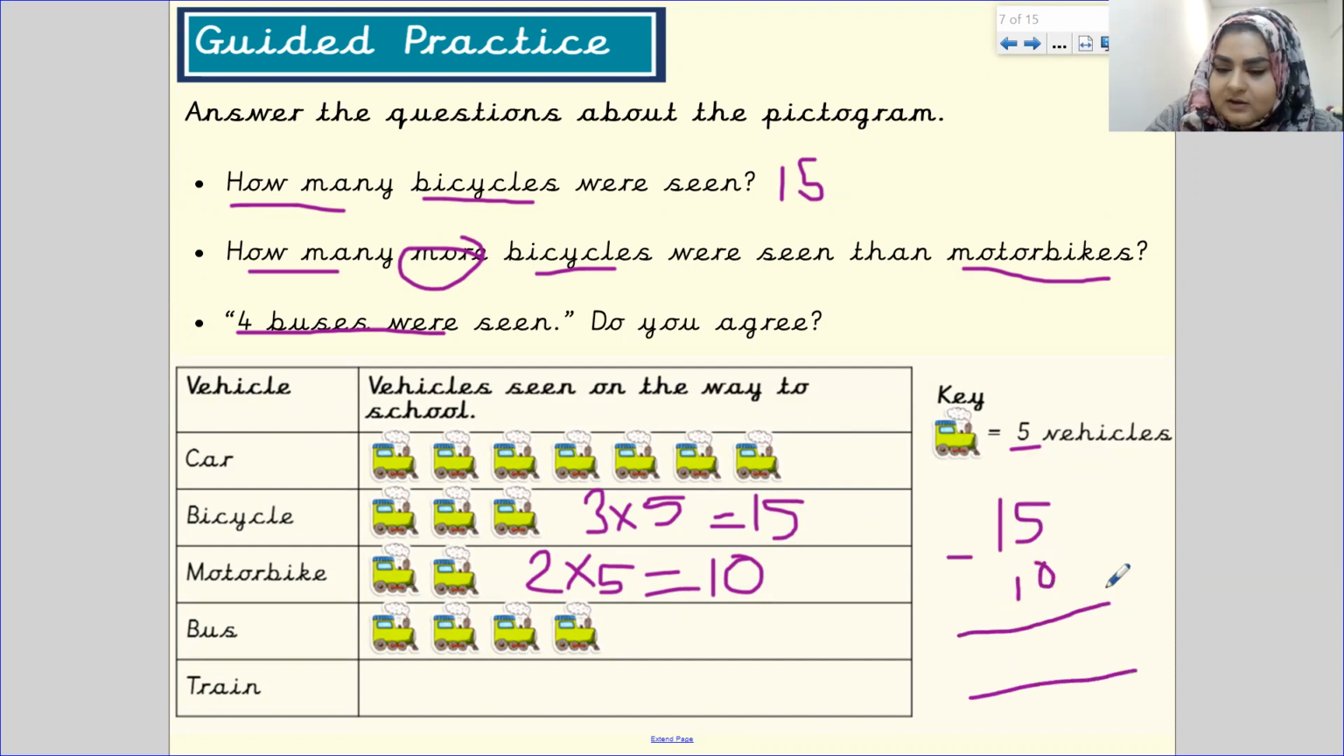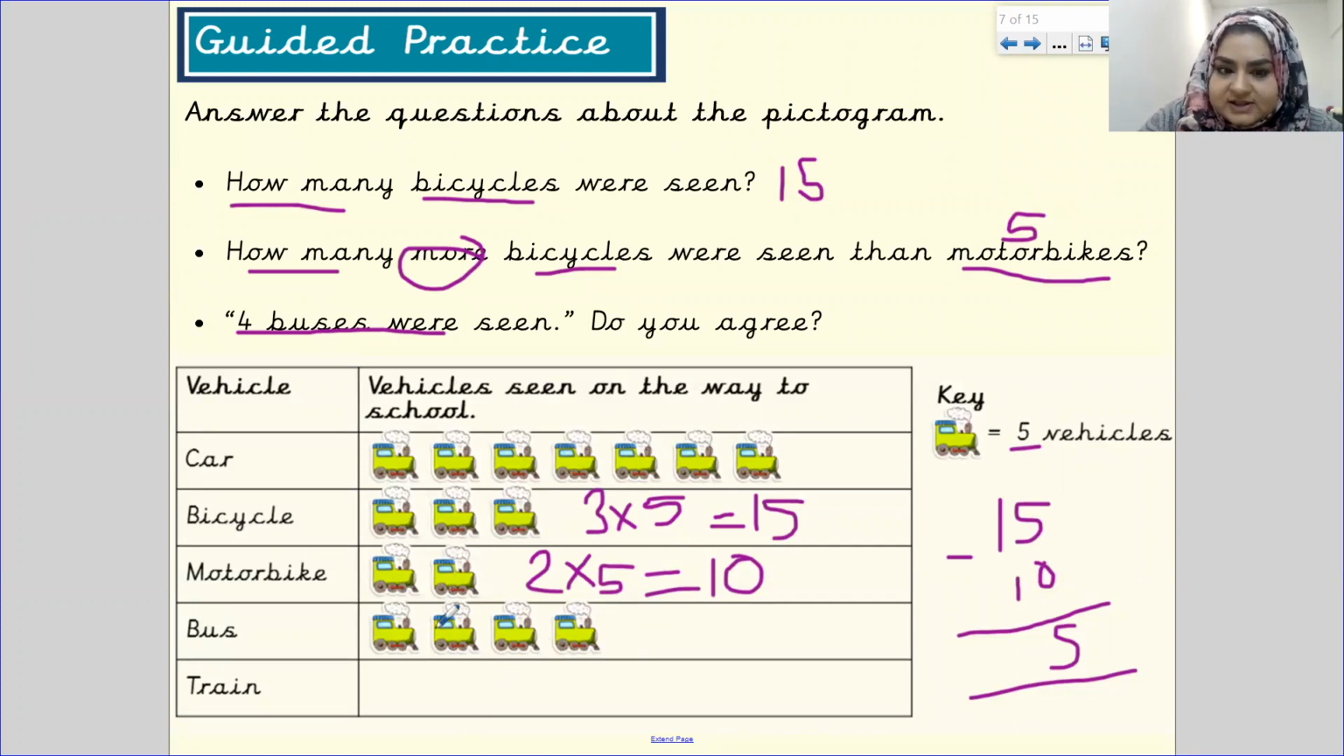Yeah, I know 5 take away nothing is 5, and I know 1 take away 1 is nothing. So there were 5 more motorbikes. Now it says 4 buses were seen. 1, 2, 3, 4. Do you agree? Fantastic. The answer is no.